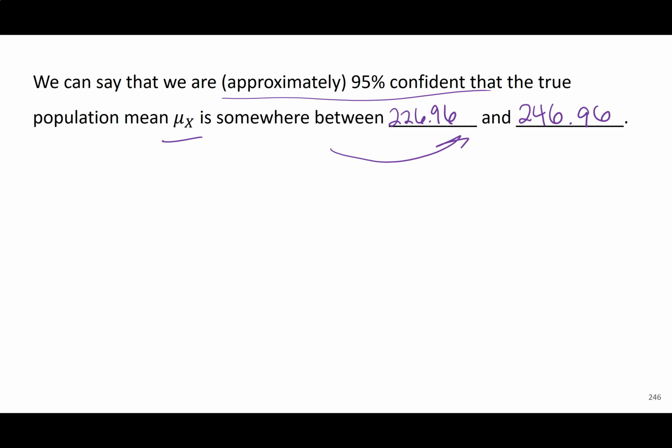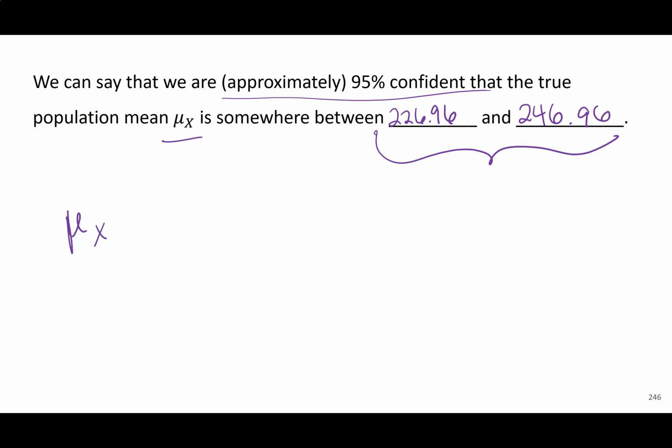The idea is not that we're confident in the specific interval, but that we're confident in our interval making process. So if I took every single unique sample of 16 from this population and calculated a confidence interval this way, 95% of them roughly would have mu in them. So it's confidence in the process.